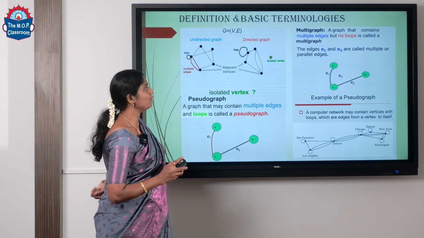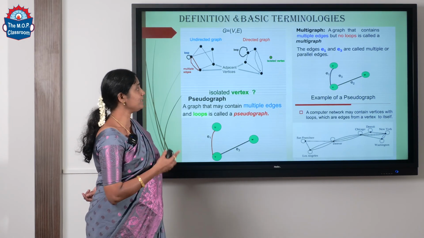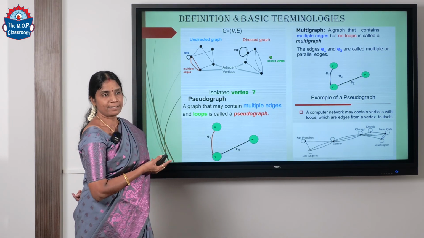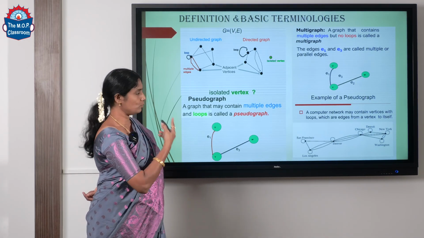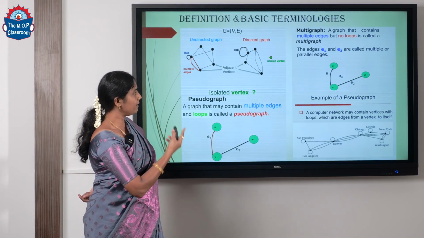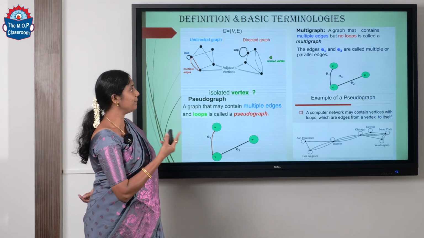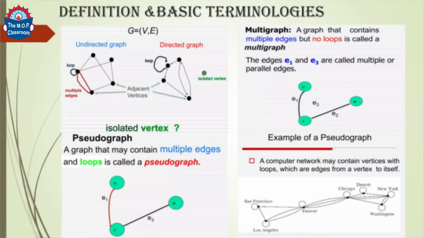There is another concept called multigraph. A graph which contains multiple edges and no loops is called a multigraph. In the previous slide I was showing a diagram where there are multiple edges without loops. So that example is called my multigraph example. And here there are edges which can also be called multiple or parallel edges. Here there is a diagram where the edges are also adjacent to one another. So when do we call two edges adjacent to one another? If they share common vertices, we call them adjacent edges.